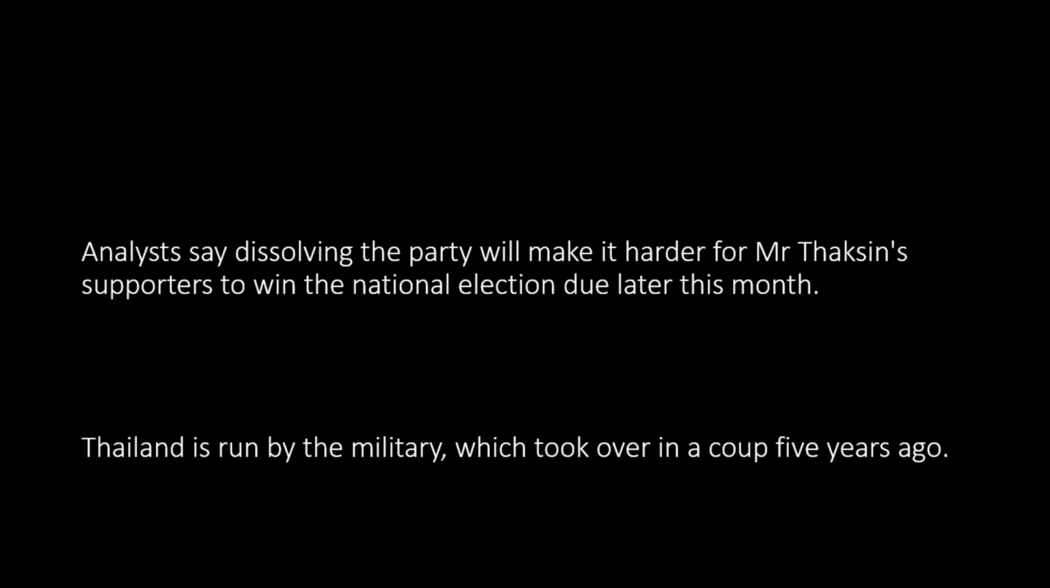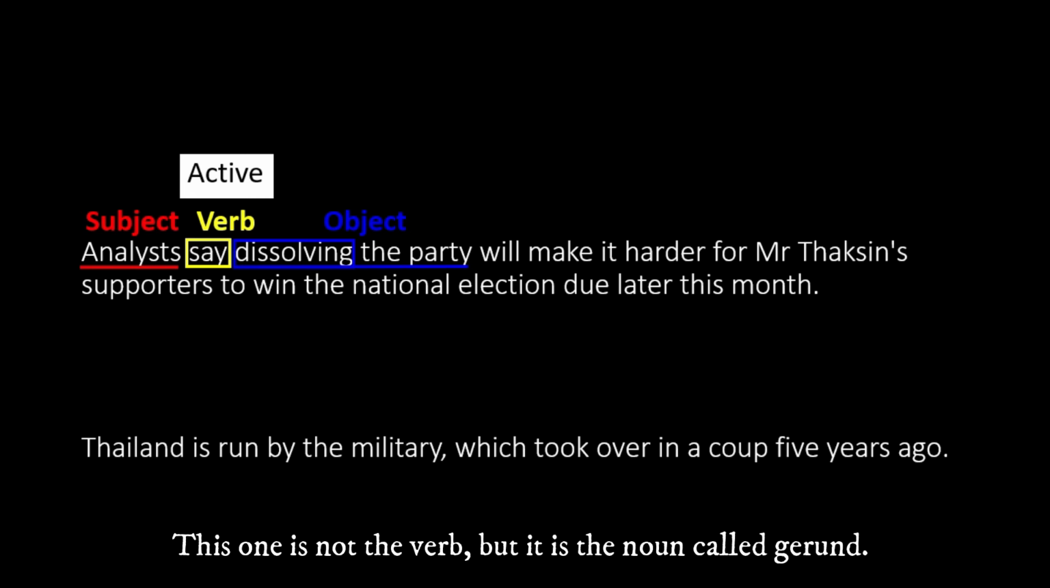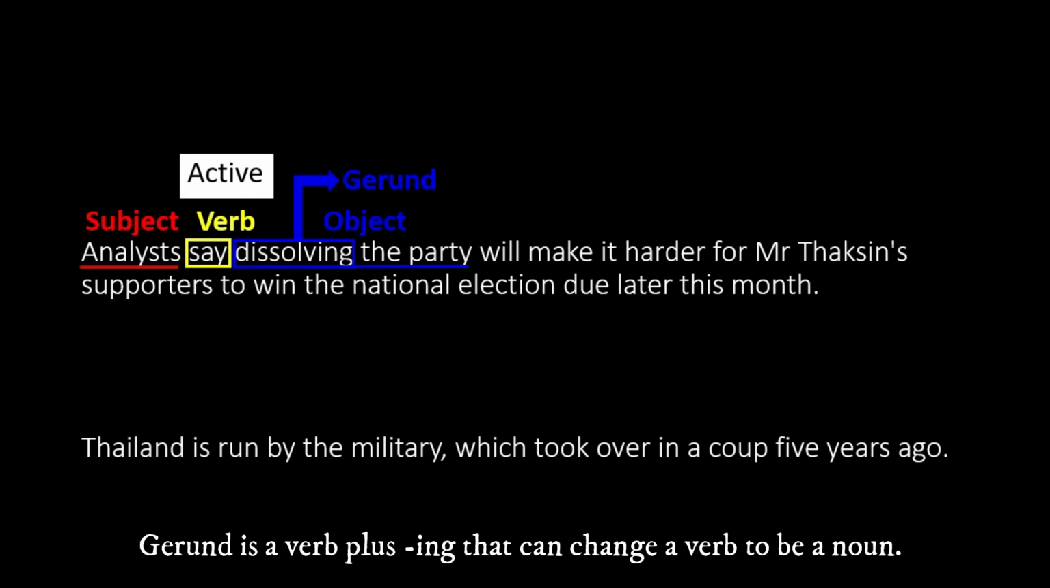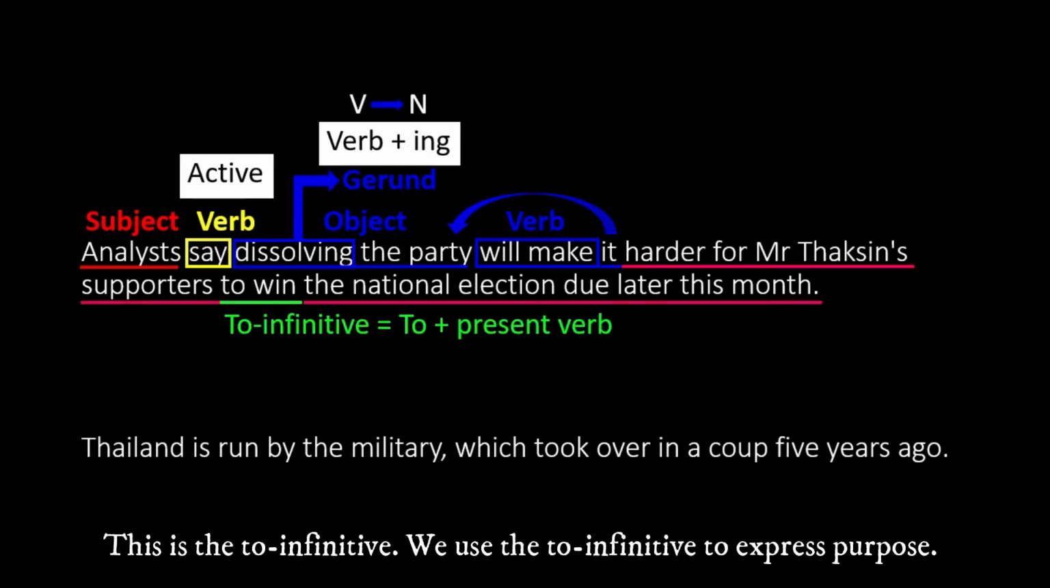Analysts say dissolving the party will make it harder for Mr. Thaksin's supporters to win the national election due later this month. Thailand is run by the military, which took over in a coup 5 years ago. This is a subject. This is the verb in an active form. This is a noun phrase as an object. This one is not the verb, but it is a noun called gerund. Gerund is a verb plus ing that can change a verb to be a noun. This is the to infinitive. We use the to infinitive to express purpose.